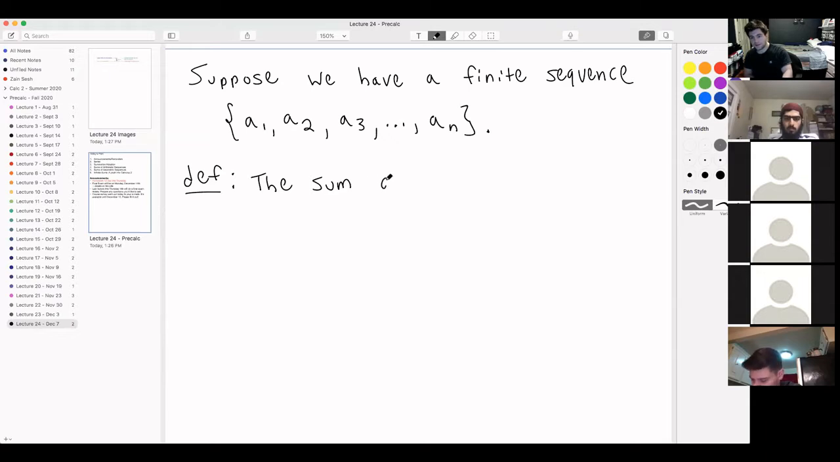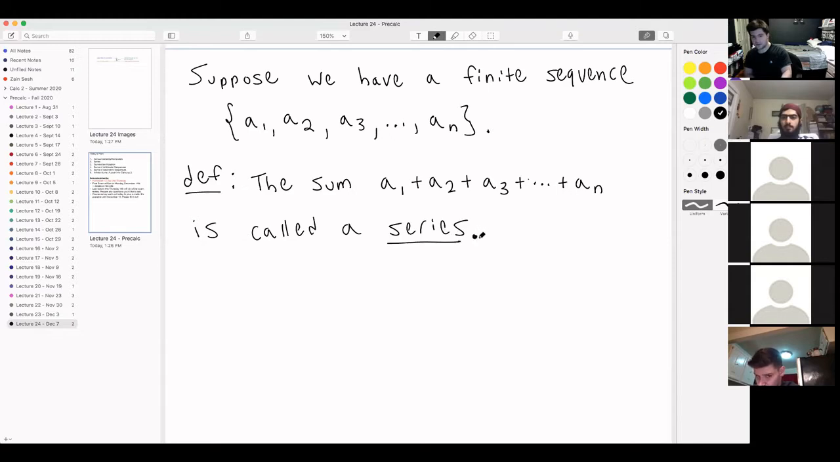Definition: the sum a1 plus a2 plus a3 plus dot dot dot, all the way up to a sub n. So this is quite literally adding together every term in the finite sequence. I'm taking all these sequence terms and adding them together. And this has a name. The sum is called a series.